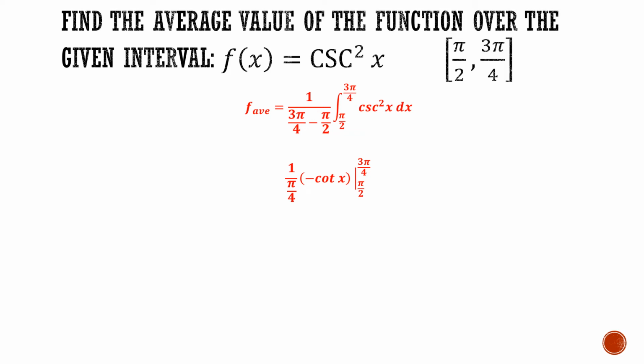All right, so this piece that's outside, I'm going to flip that. So it's going to become 4 over pi, and then I'm going to plug in the bounds of my integral. So I get negative cotangent 3 pi over 4 plus cotangent pi over 2. Now using unit circle values, I'm going to end up with 4 over pi times 1 plus 0, which gives me a final answer of 4 over pi.